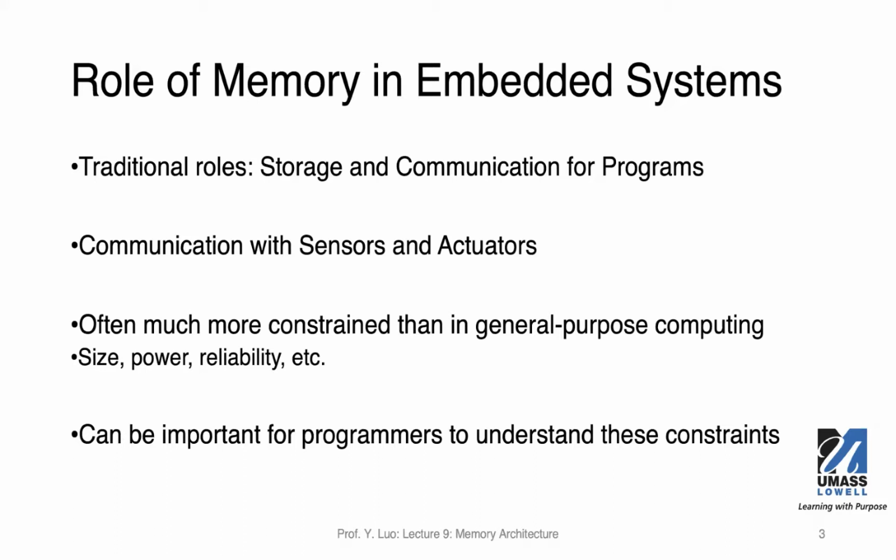So in embedded systems, there are many memory components. Beyond memory components, there are storage and communications. We need to communicate with sensors and actuators. We need to do computing, but with more constrained resources than general purpose computing. We have to have the system in a small form factor, consume very little power, and be very reliable.